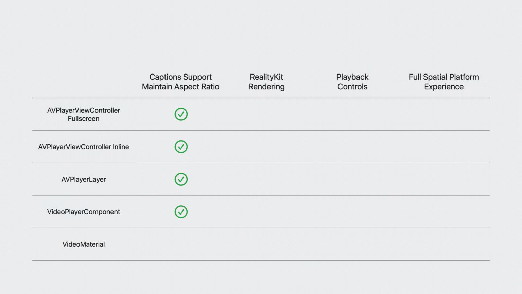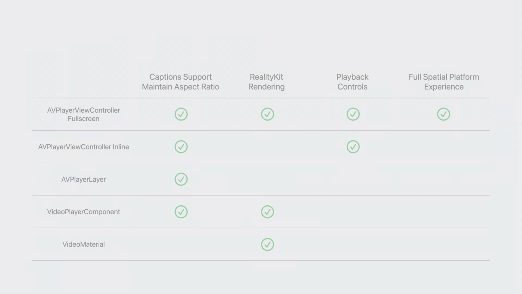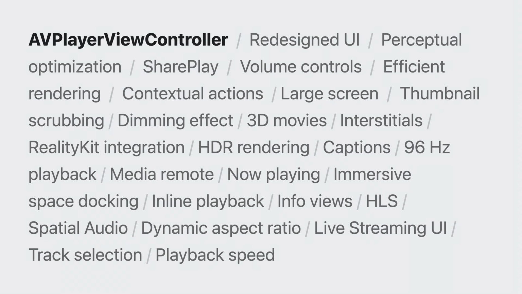Make sure your media is displayed accurately and is accessible. Make sure it's optimized for the platform and enables 3D video formats by rendering with RealityKit. And make sure it has powerful playback controls tuned for the platform. And make sure it's integrated with the whole system to get a great experience. AV Player View Controller will allow your app to take full advantage of features you've been using in other Apple platforms and the new, unique features of this platform. You can deliver a great movie playback experience for your users.